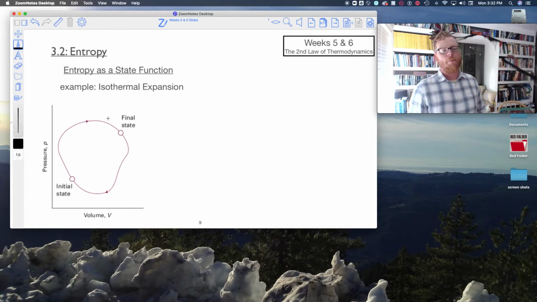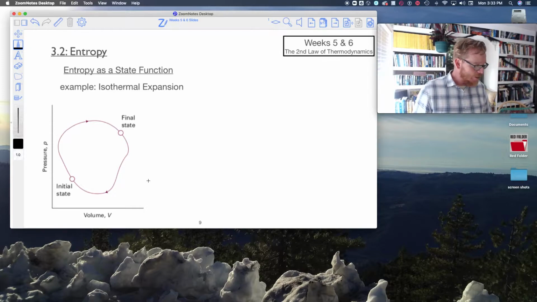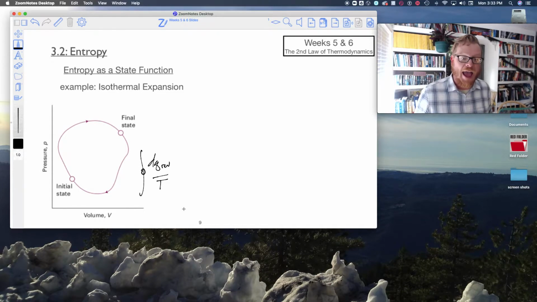Okay. So, what I'm showing you here is what we call a path. And so entropy along this path. We remember that entropy is dq reversible divided by temperature, okay? And as it turns out, in proving this, if we were to do the path integral, and the path integral means integrate along this closed loop path, okay?